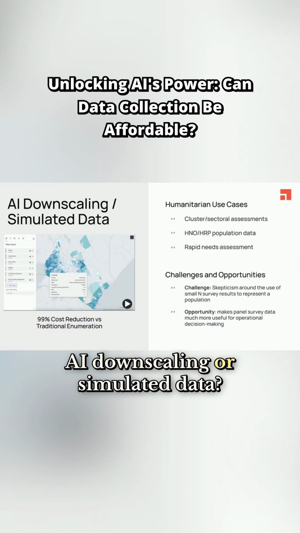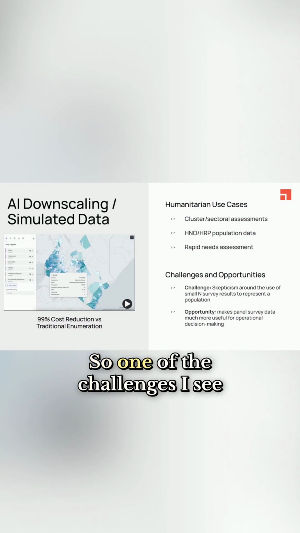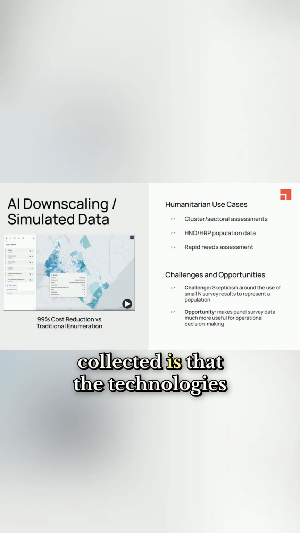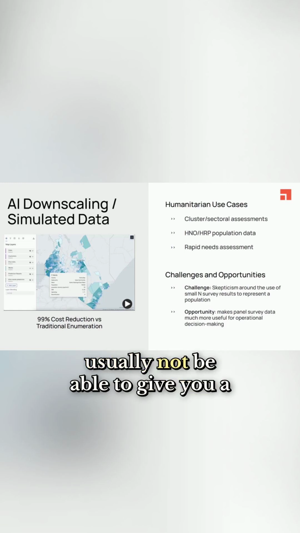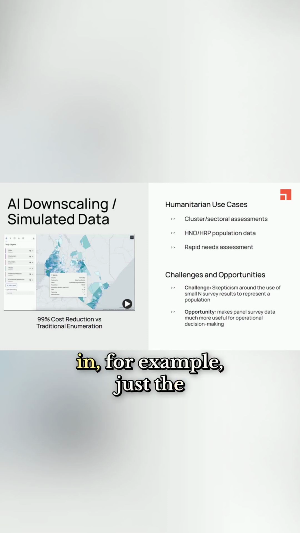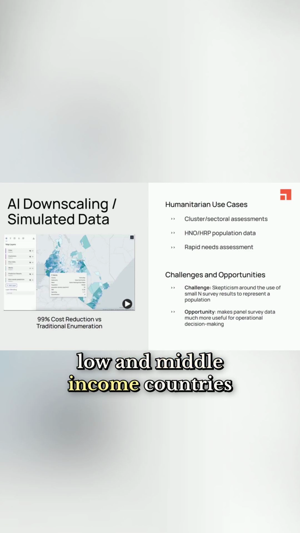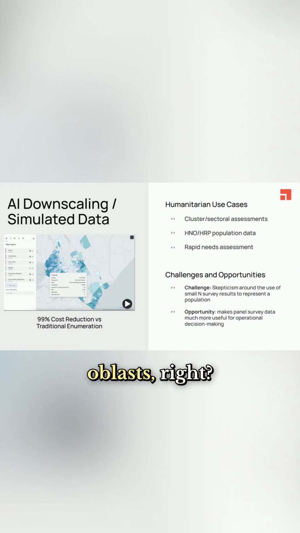AI downscaling or simulated data. What the hell do I mean by that? One of the challenges I see in continuing to fund the way most humanitarian data has been collected is that the technologies I have talked about so far will usually not be able to give you a sample size of 10 or 15,000 people in, for example, just the frontline oblasts in Ukraine. Like, nobody who has built panels in low and middle income countries has that many people in their panel in just 8 or 10 oblasts, right?